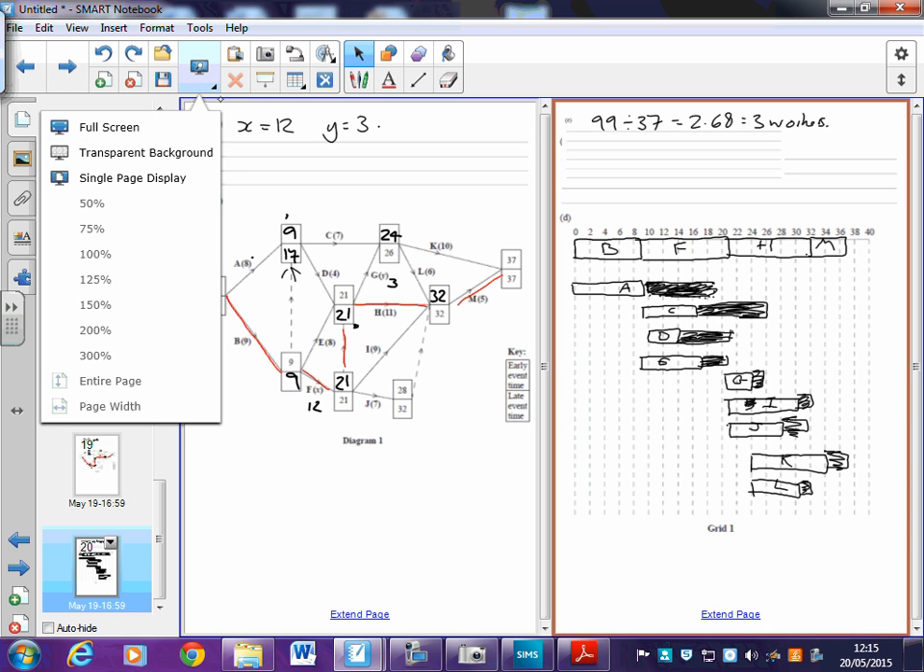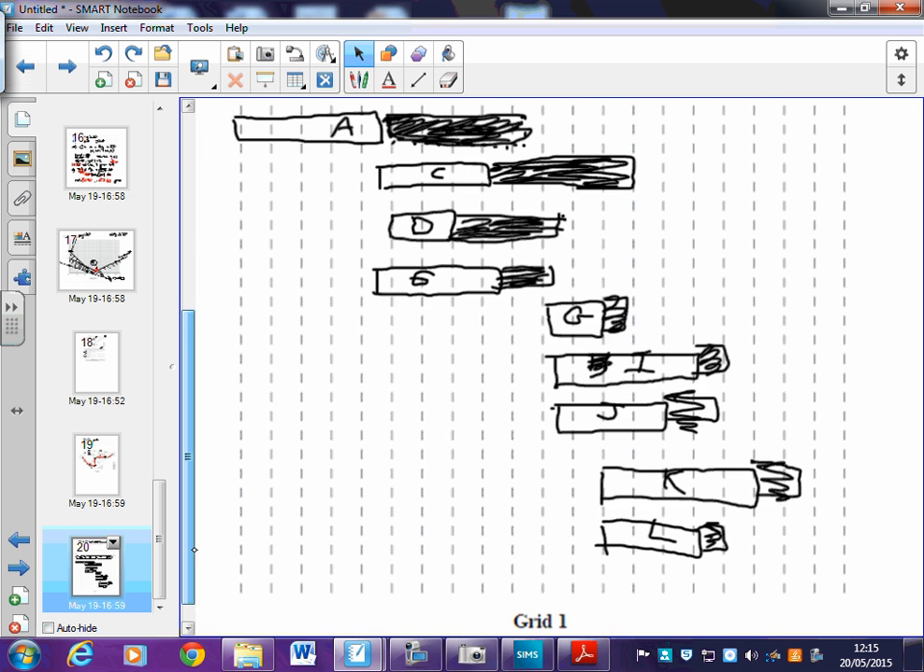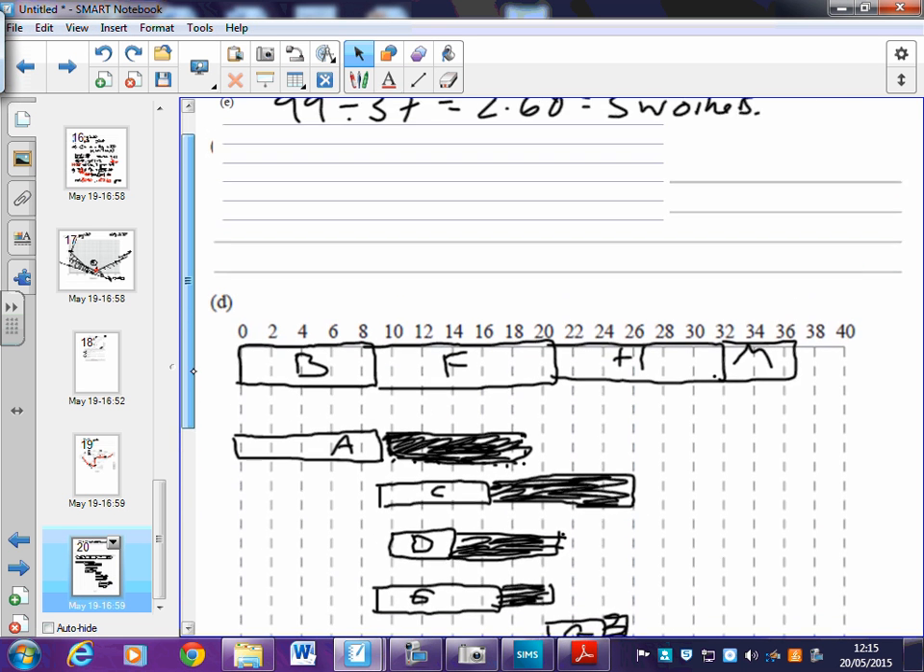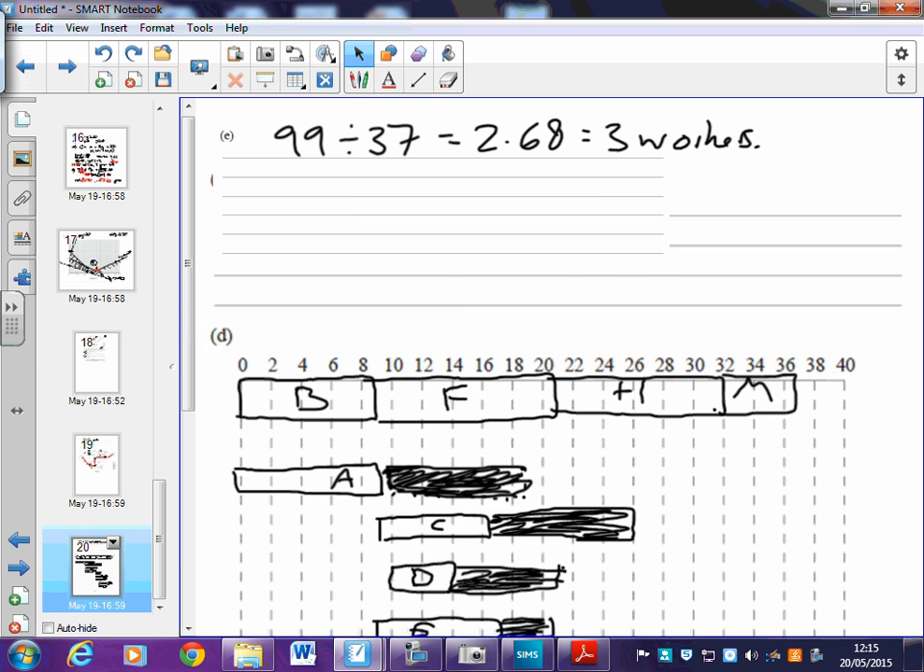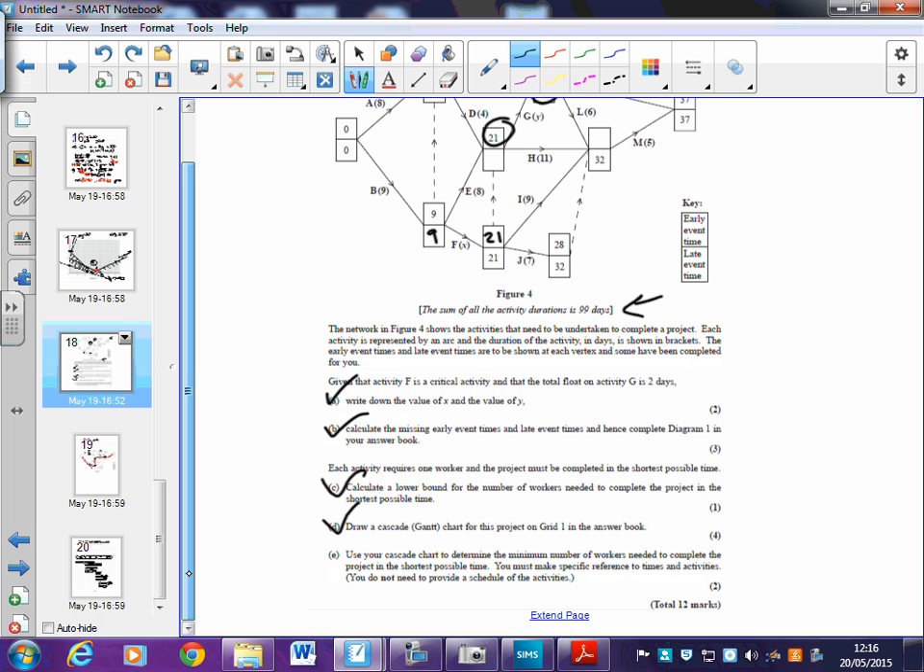Alright, going back to the questions now. So, there we go, that's it bigger. Obviously you can see that when you zoom in it's not very neat, which is why you're going to use a ruler on yours. Right, so we've drawn our cascade diagram on grid 1. Fantastic. Okay, part E. Use my cascade diagram to determine the minimum number of workers to complete the project in the shortest possible time. You must make specific reference to times and activities. We do not need to provide a schedule of the activities.